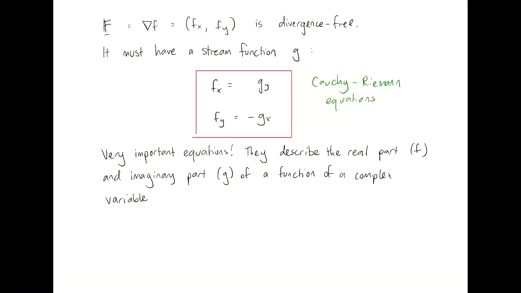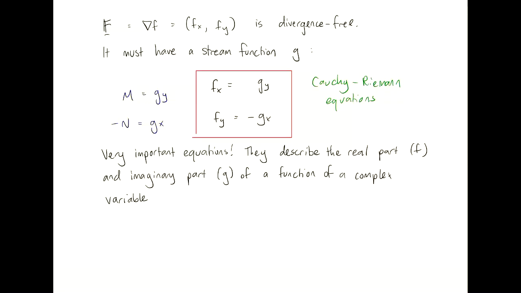And let's just remind ourselves where these came from. This was minus n equals gx, and this was m equals gy. The Cauchy-Riemann equations are the bridge between vector calculus and complex analysis, because any function you write down of a complex variable, x plus iy, these are satisfied when you write it in a certain way.